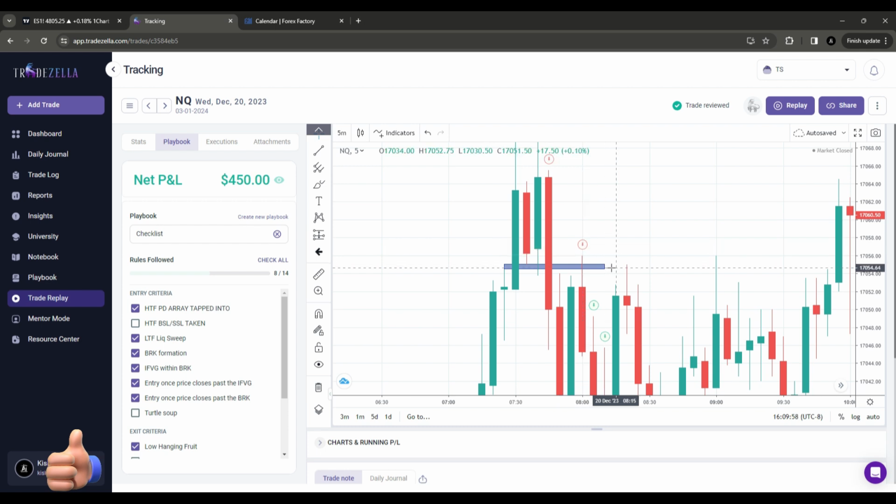54.75 was our second position, so exactly right there.